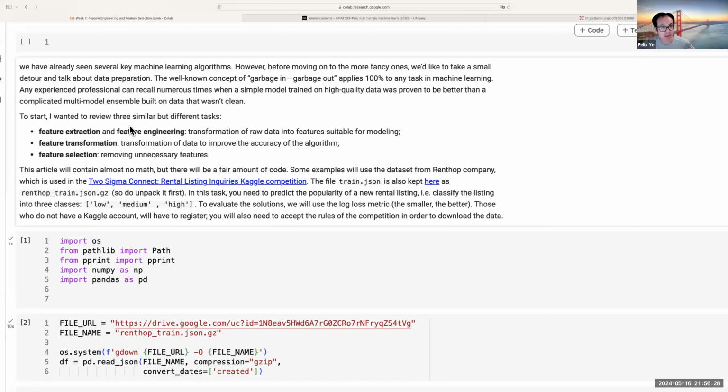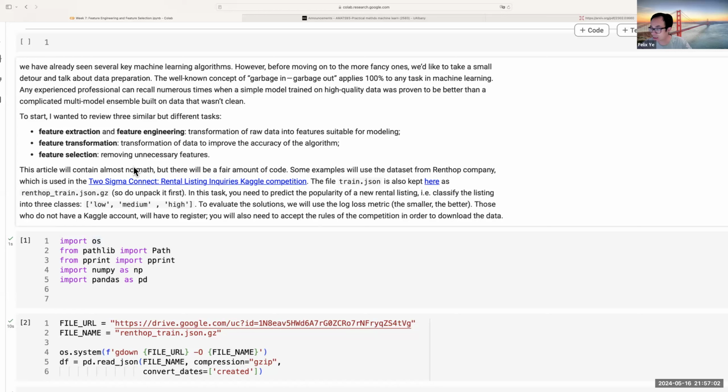So there are three things that we have talked about: feature transformation, feature selection, and the most important part, feature engineering. We will emphasize feature engineering and see how we can transform raw data into features that are suitable for modeling. Feature transformation transforms the data to improve the accuracy.